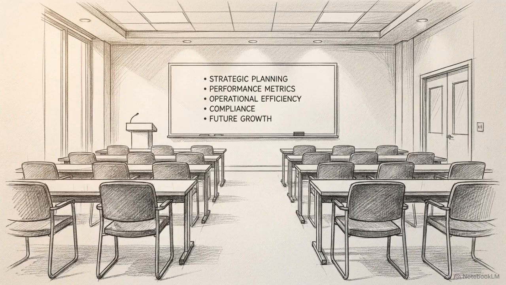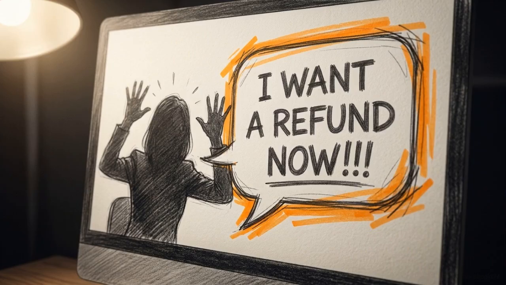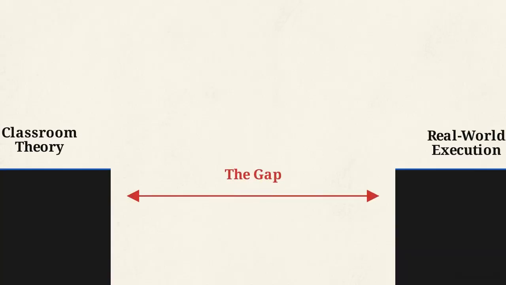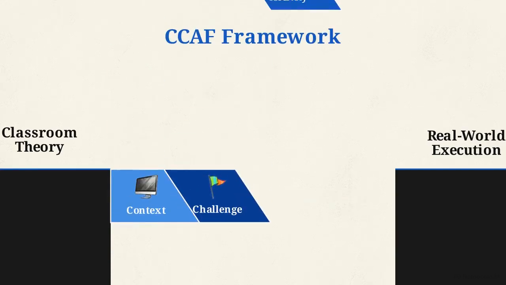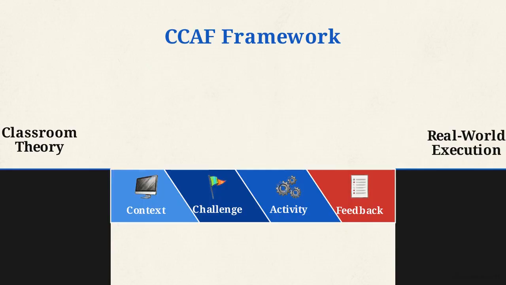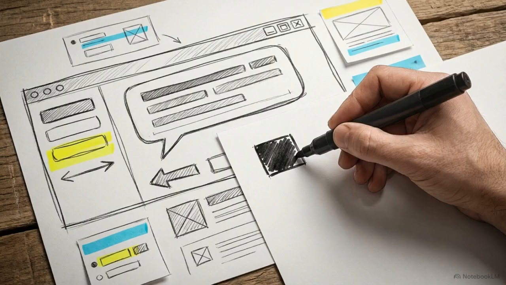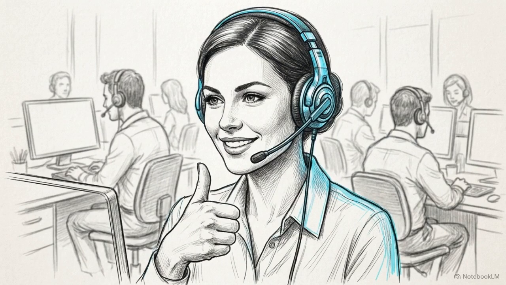Telling a stressed representative exactly what to say in a quiet classroom does not guarantee they will remember it when a caller is actively demanding a refund. To bridge the gap between classroom theory and real-world execution, we can use the CCAF framework: context, challenge, activity, and feedback. This method deliberately introduces necessary friction into the learning process. By following these 4 steps, you can draft a functional, rapid prototype that gives learners the practice they need to feel confident on the floor.